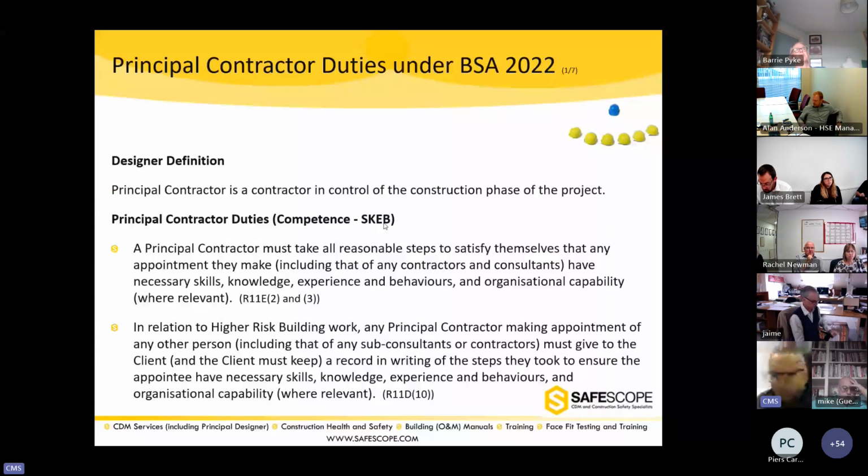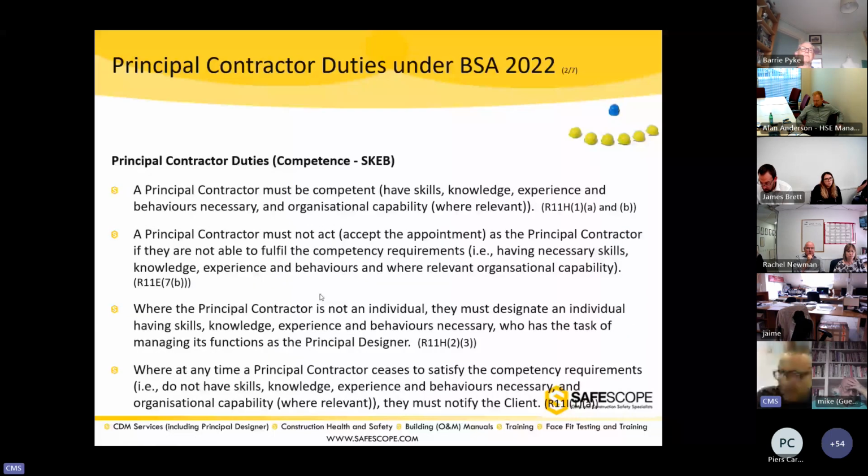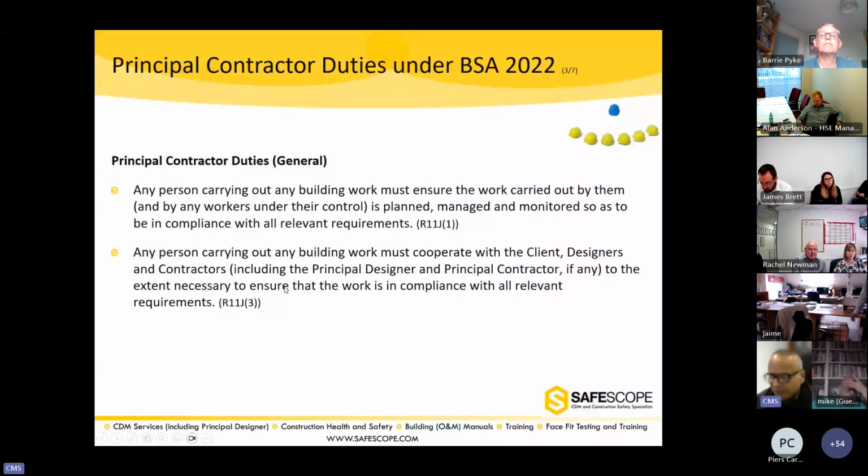A principal contractor must ensure that they are competent. I'll rush through this really because these are the competency requirements. A principal contractor must be competent. Whoever they appoint must be competent. If it's a high risk building, they must inform the client how they check the competency. I'm just going to rush through this. There are again similar competency requirements that we went through for a principal designer.